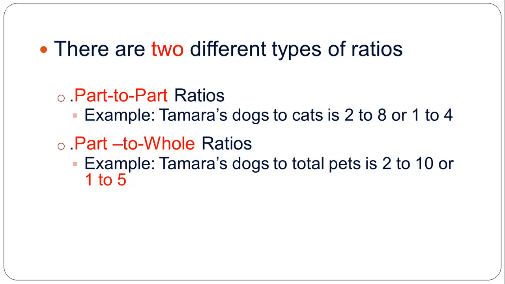Kapag ka naman part-to-whole ratios, Tamara's dog to total pets. Kasi yung dog ni Tamara daw ay bahagi siya ng total pets. So 2 is to 10 or 1 is to 5. Limang dog or isang dog, ang kabuuan ng lahat ng pet niya ay 10. So yun yung dalawang two types of ratios.